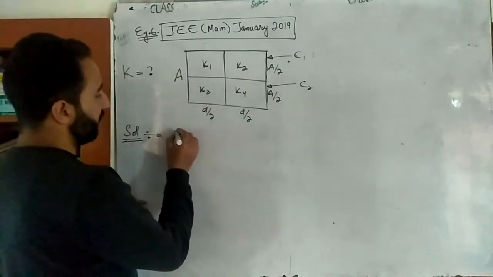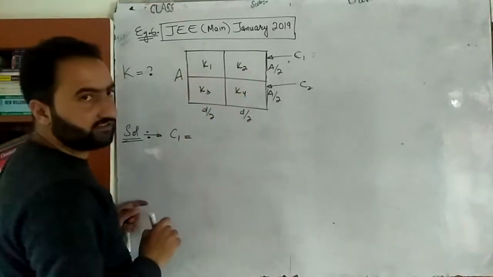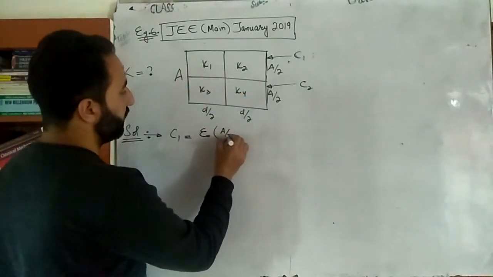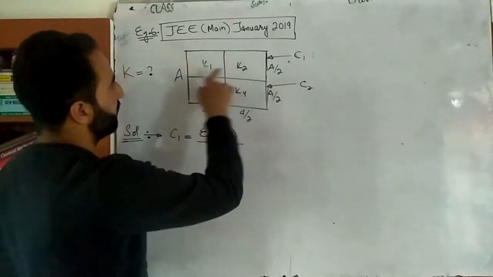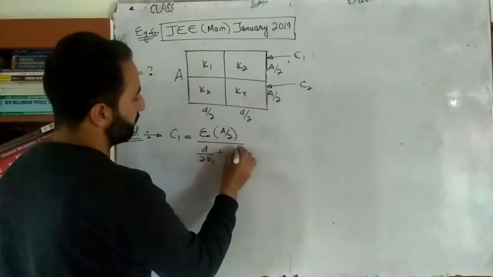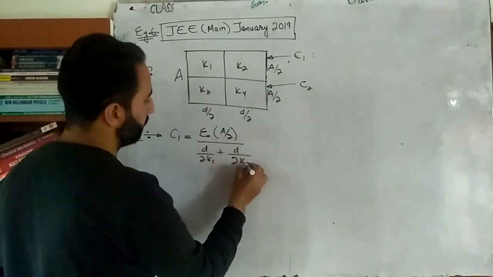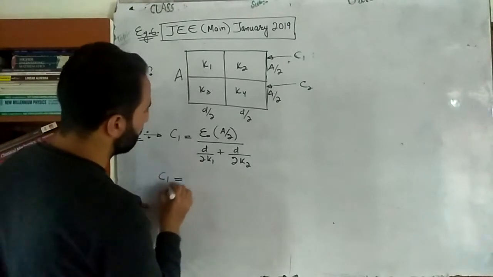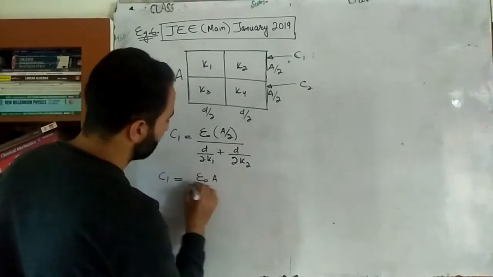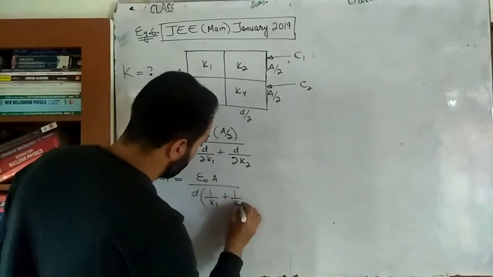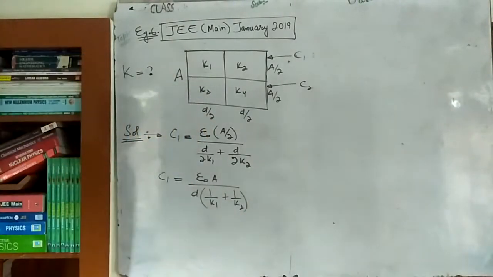First of all C1. These are connected in series, so it will be equal to epsilon naught multiplied by the area, that is A by 2, divided by the summation of Di by Ki. So that is the width of this. So this will be d by 2k1 plus d by 2k2. The 2 will cancel out, so we are left with this. So C1 is equal to epsilon naught multiplied by A divided by d, multiplied by 1 by k1 plus 1 by k2. Okay?